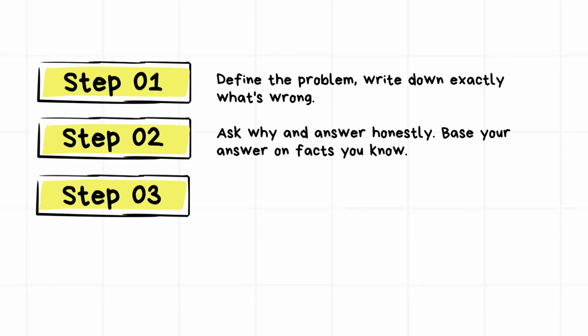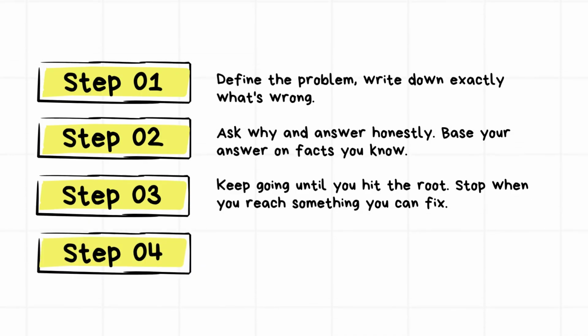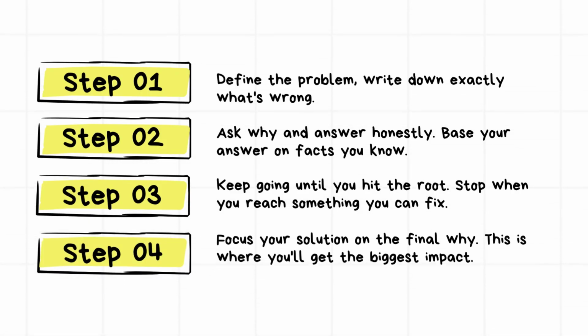Step 3. Keep going until you hit the root. You might need 3 whys, you may even need 7. 5 is normally average. Stop when you reach something you can actually control and fix. And step number 4, focus your solution on the final why. This is where you will get the biggest impact.